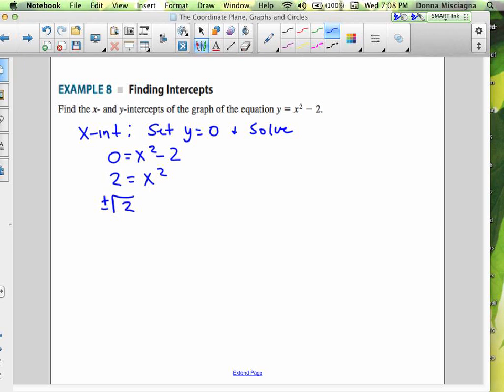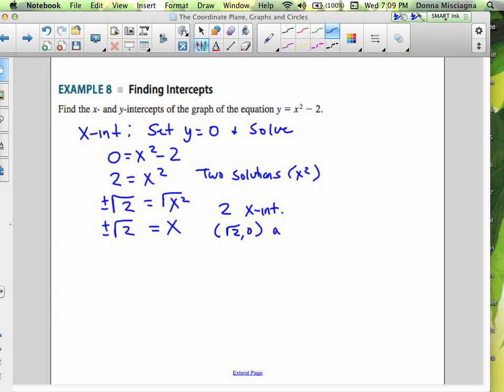This one is going to have two solutions because it is an x squared. Right? The number of solutions for a polynomial matches the exponent. So we'll take the square root of both sides, and that means that our x-intercepts are positive and negative square root of 2. So that means our graph here has two x-intercepts: positive square root of 2, 0, and negative square root of 2, 0.